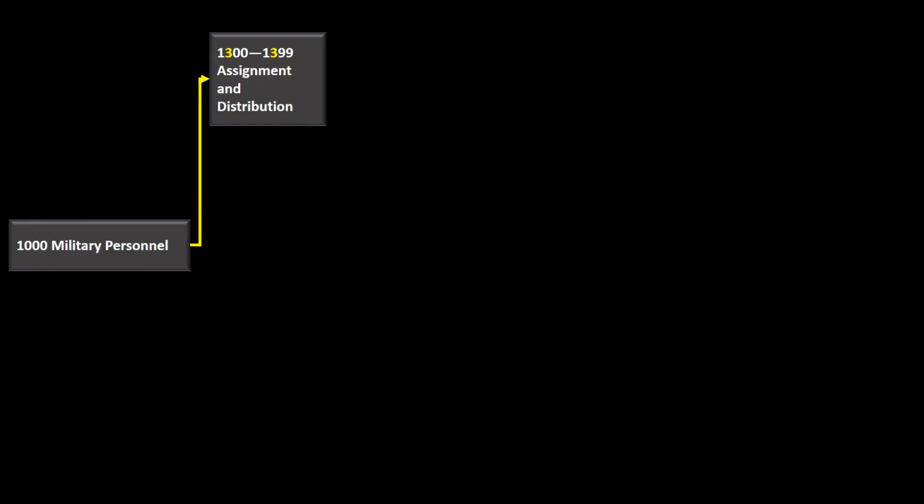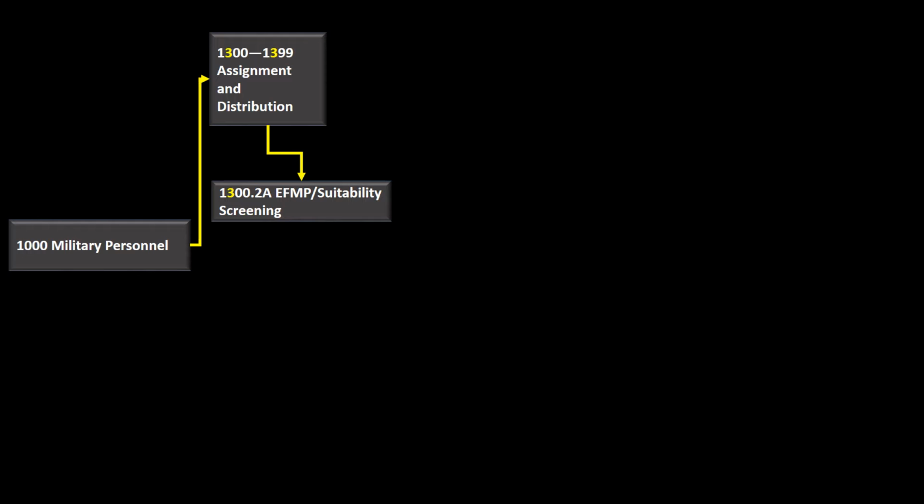1000 series pertains to military personnel. 13, right, when we add the 3, the secondary number 3 has to do with assignment and distribution. One of the instructions in our bibliography that we have to worry about that's a 1300 series is the 1300.2 alpha, EFMP and suitability screening.